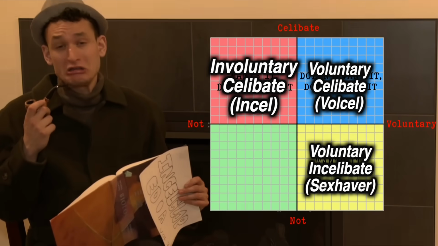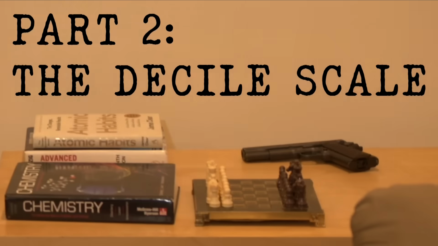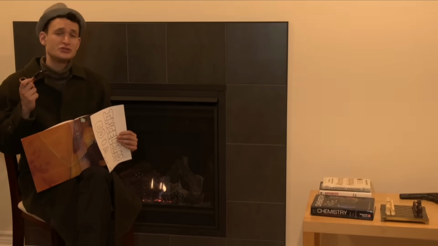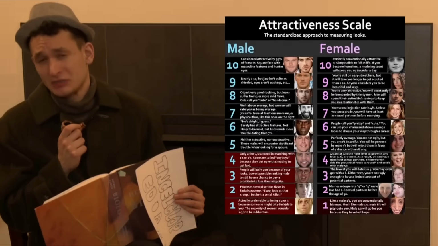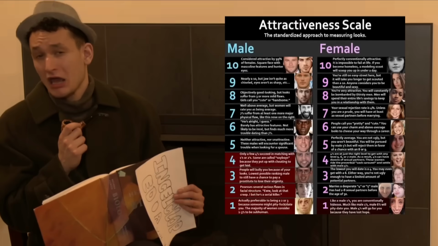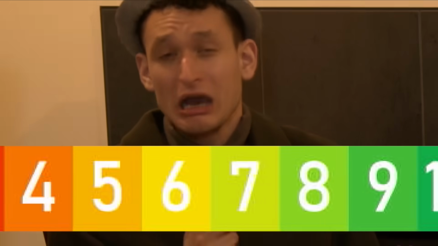And then of course there are the involuntary incelibates, who are... Part 2, the decile scale. The decile scale is how humans rank each other in terms of attractiveness out of 10. According to the Incelclopedia, this applies to both men and women, although there are differences. In the world of the Incelclopedia, there is subjectivity around the 10 out of 10 mark, but leading up to it, it is mostly an objective scale.